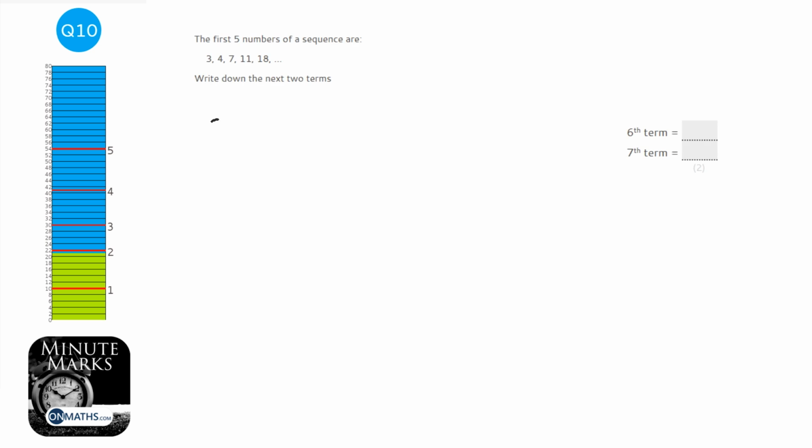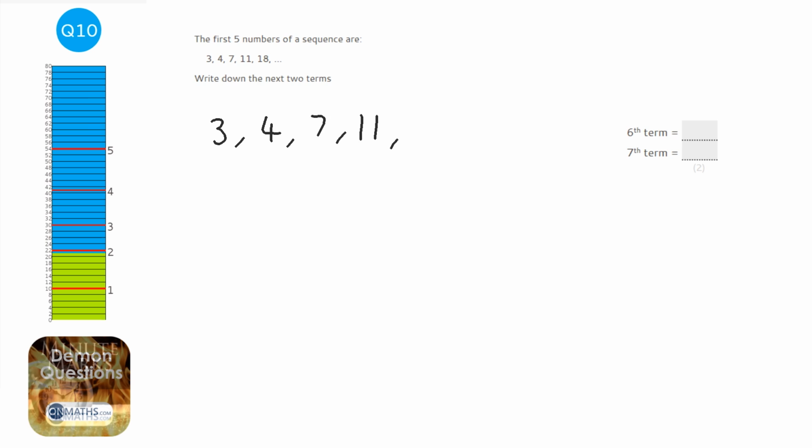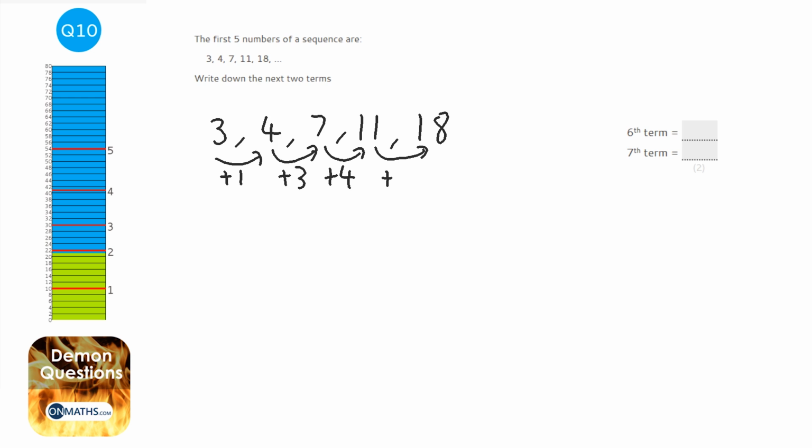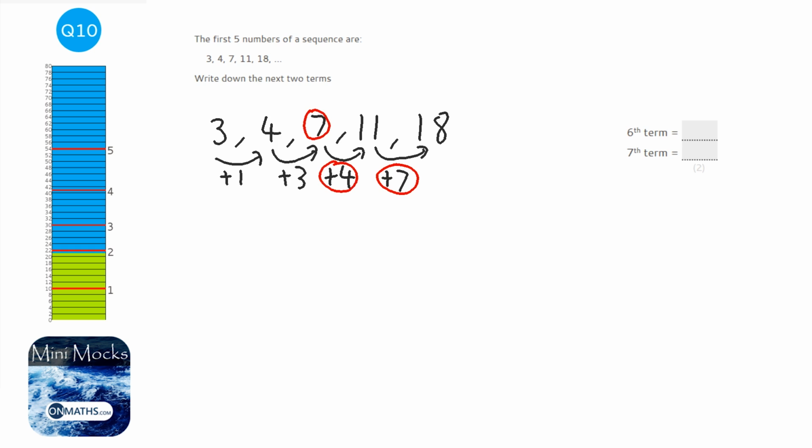With any sequence, the first thing to check is whether it goes up by the same amount. Well, looking at this, it goes up by 1, this goes up by 3, so it's not going up by the same amount. This goes up by 4, this goes up by 7. But something you might notice is this goes up by 7, and yet there's a 7 here. This one goes up by 4, and there's a 4 here. This goes up by 3, and there's a 3 here. This is what we call the Fibonacci sequence.